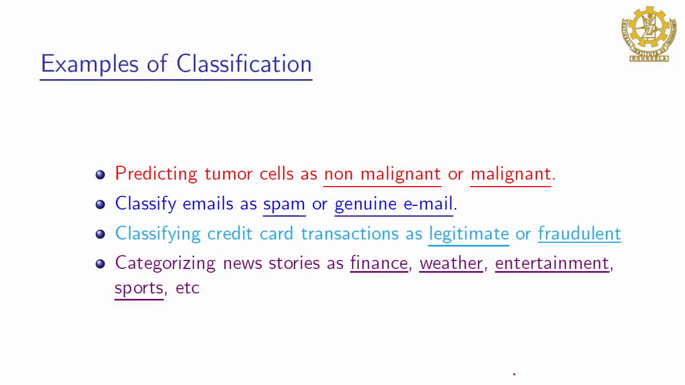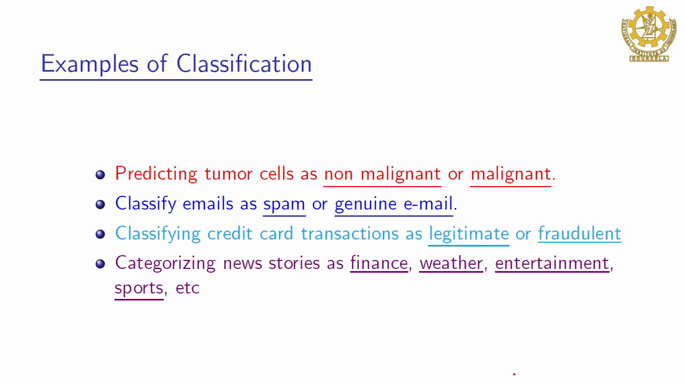Other examples of classification that we talked about are predicting a tumor cell as malignant or non malignant, and classifying email as spam or non spam. Similarly, categorizing a news article as finance, weather, entertainment or sports. This is all about the classification problem, and you know all of them.